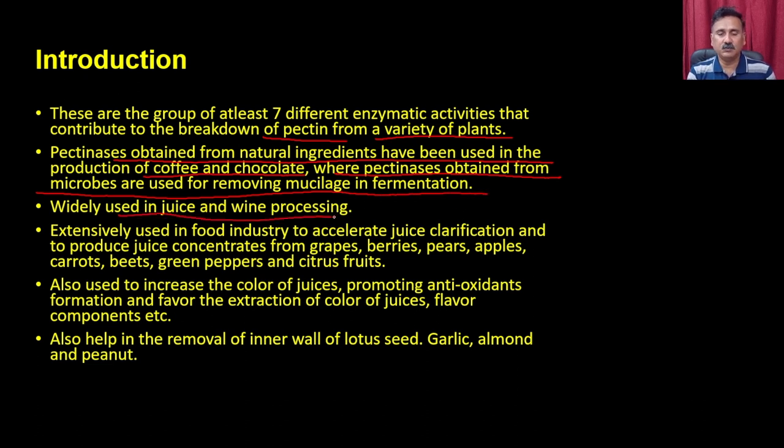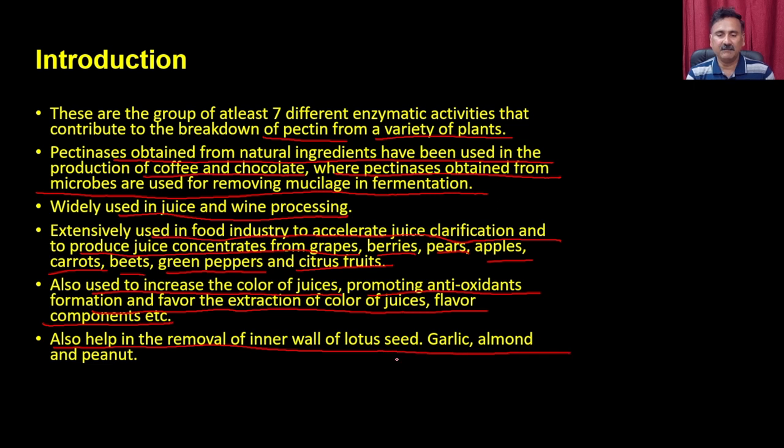It is widely used in the juice and wine industry, and extensively used in the food industry to accelerate juice clarification and to produce juice concentrate from grapes, berries, pears, apples, carrots, beets, green peppers, and citrus fruits. It's also used to increase the color of juice, promote antioxidant formation, and favor the extraction of color, flavor components, etc. It also helps in the removal of the inner wall of lotus seed, garlic, almonds, and peanuts.